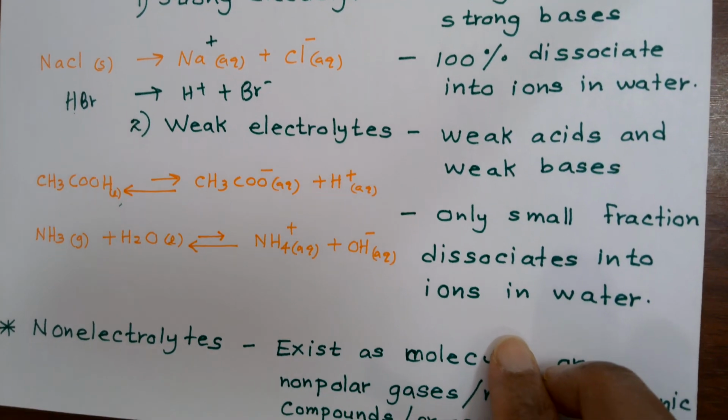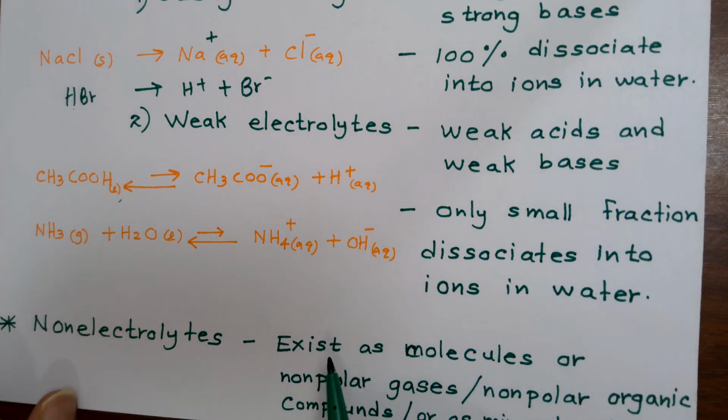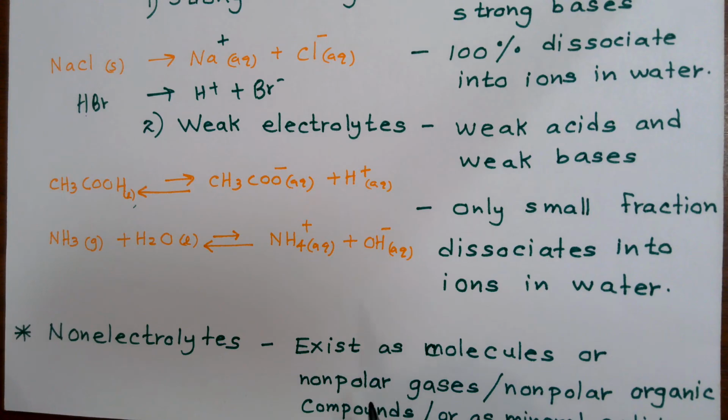Non-electrolytes differ in that they exist as molecules without producing ions in water. Examples are non-polar gases, which are non-electrolytes, and non-polar organic compounds like hexane and toluene, and also glucose, sucrose, and hydrogen peroxide are a few examples of non-electrolytes. They exist as molecules without producing ions. So they are non-electrolytes. In the absence of ions, they are not electrically conductive.